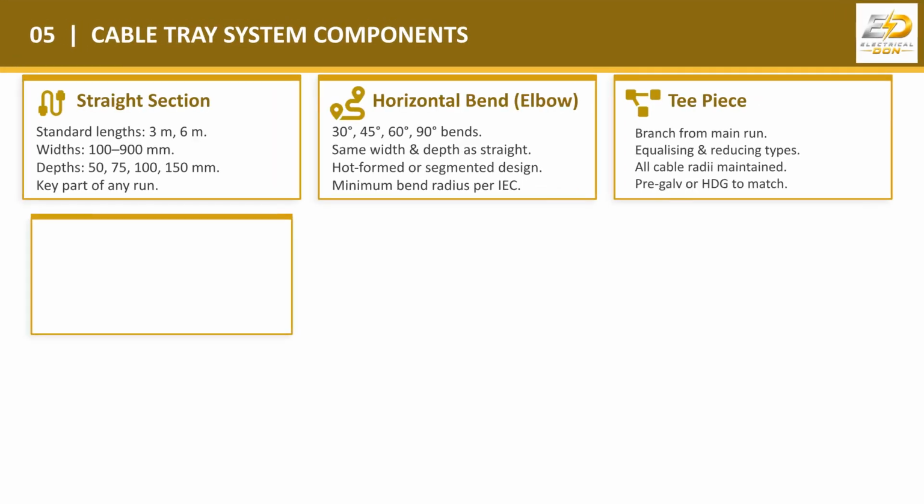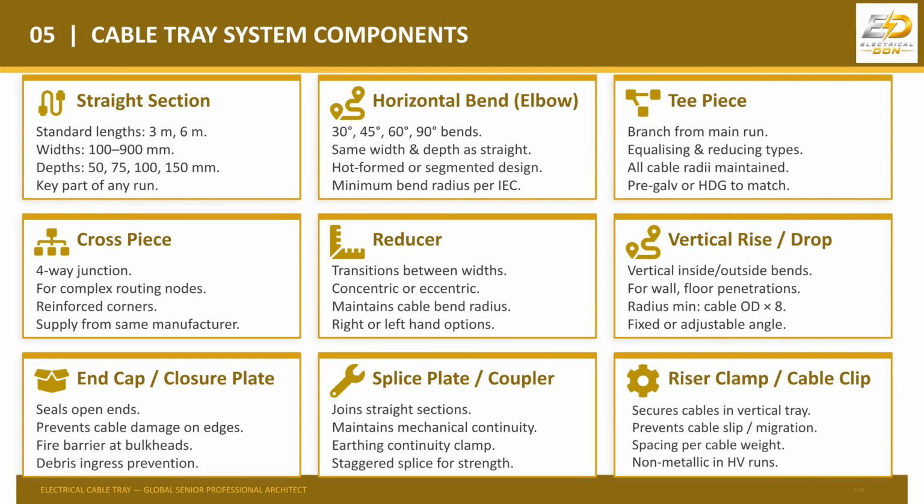Cable tray systems consist of various components to manage cable routes. These include straight sections, horizontal bends, T-pieces, cross pieces, reducers, and vertical risers/drops for direction changes. Accessories like end caps, splice plates/couplers, and riser clamps are also essential for proper installation, mechanical continuity, and safety.